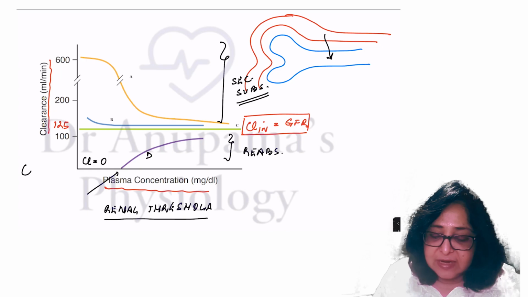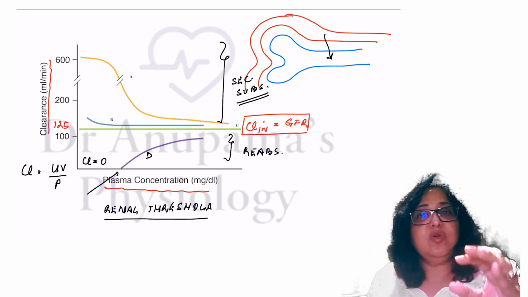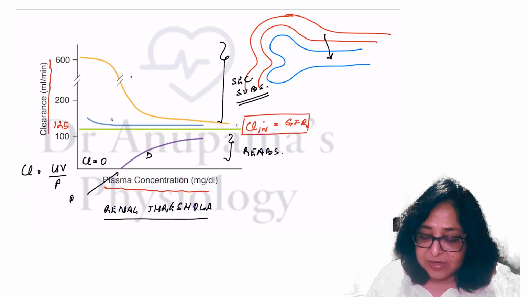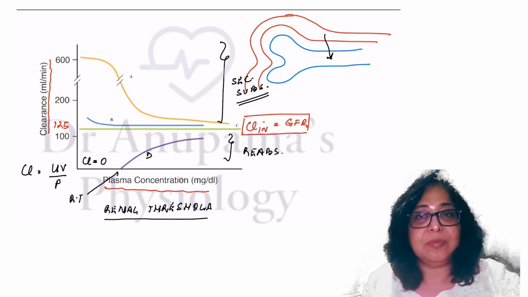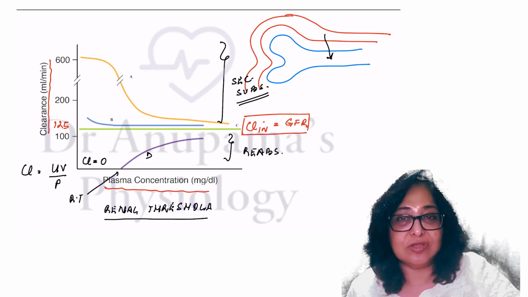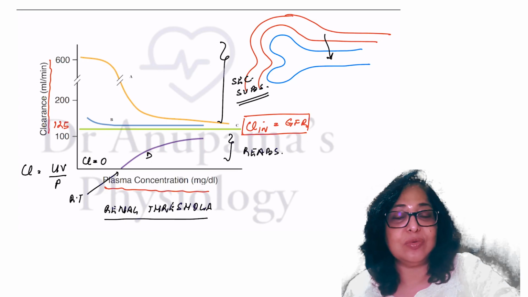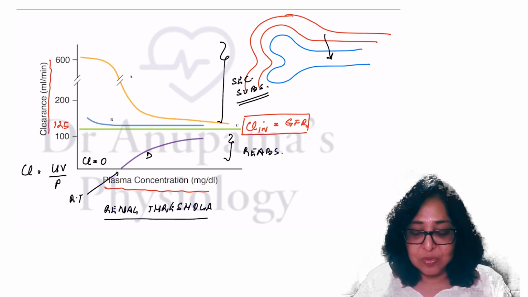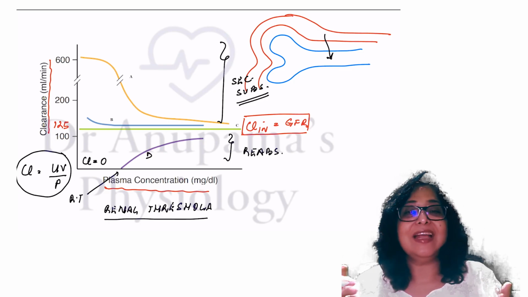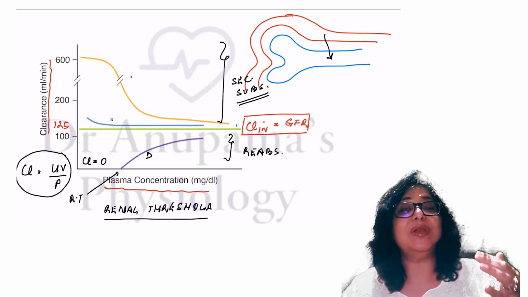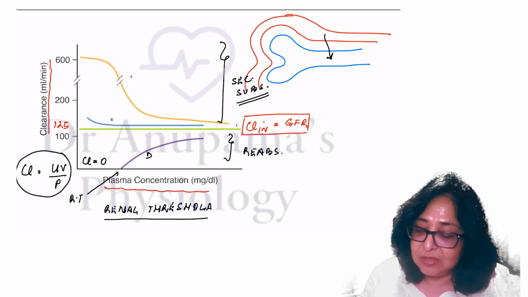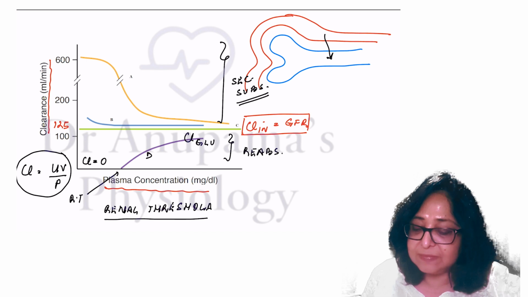What is the formula for clearance? Clearance is UV by P. If urinary concentration is 0, clearance will also be 0. So below renal threshold, the clearance is 0. This is glucose. But beyond renal threshold, that means when the plasma concentration of glucose is more than renal threshold, it begins to appear in the urine. So its clearance, UV by P, urinary concentration is now increasing, clearance will start increasing, but will always be less than the clearance of inulin because at least some glucose is being reabsorbed. So D is the clearance of glucose.